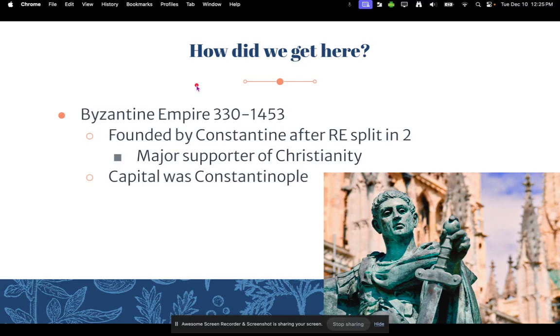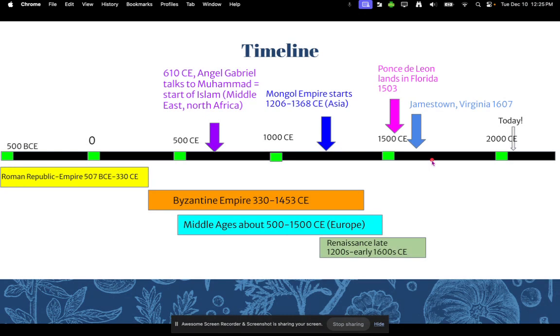So the Byzantine Empire, we talked about them as well at the very end of the Roman unit. They were from 330 to 1453, and they were founded by Constantine after the Roman Empire split into two. This is Constantine right here. And he was a very major supporter of Christianity. And he moved the capital to Constantinople.